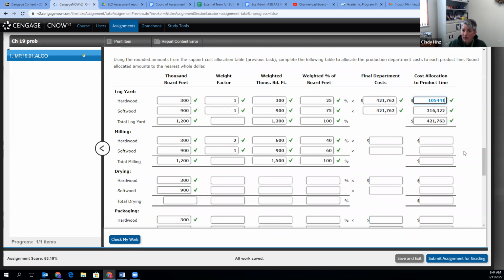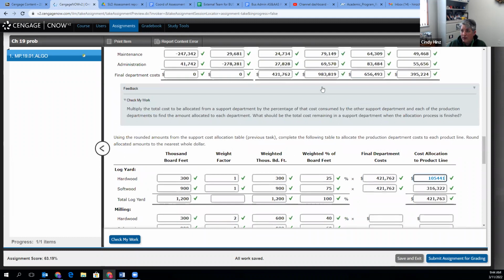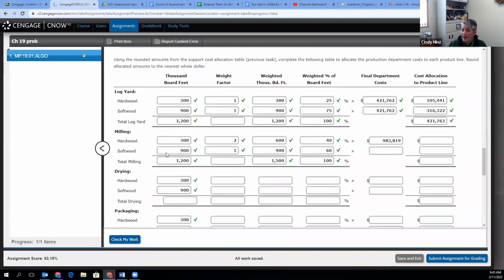So do you feel comfortable with the rest of that table? We're going to be pulling in the total cost that we had calculated here for that department, and then assigning it to hardwood and softwood. Does that make sense so far?